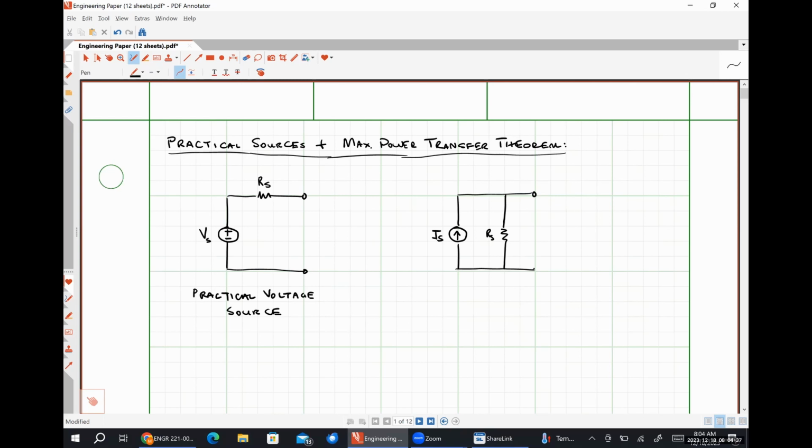So can anybody tell me what the resistance does for our practical voltage source? Right, hearing a lot of nothing, that's okay. So if I had just an ideal voltage source, how much current could that voltage source supply?